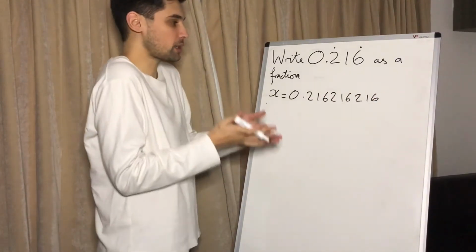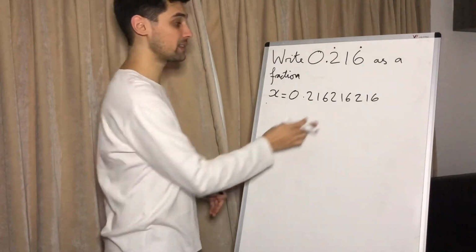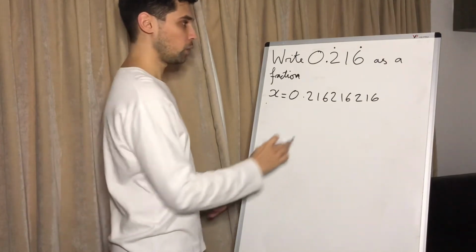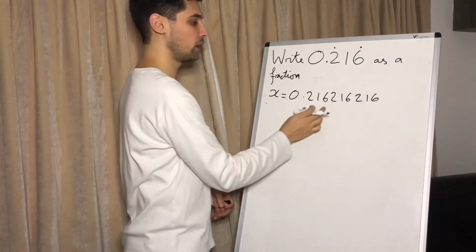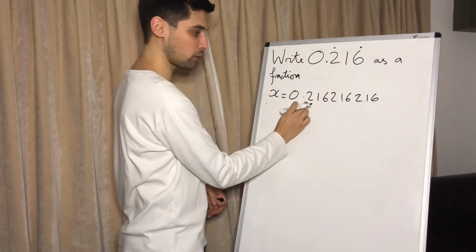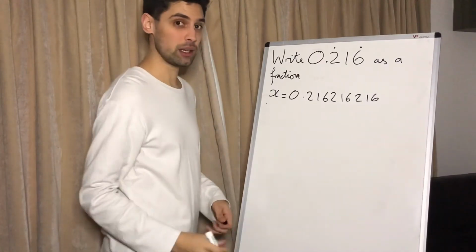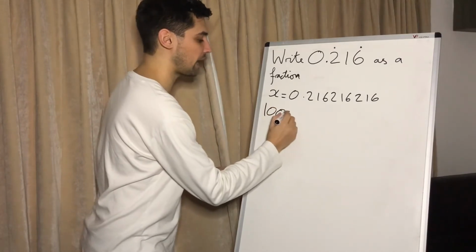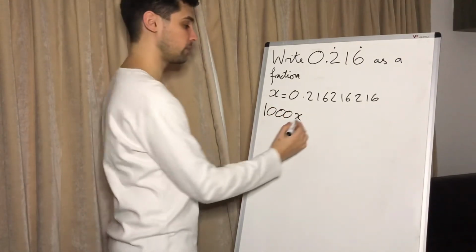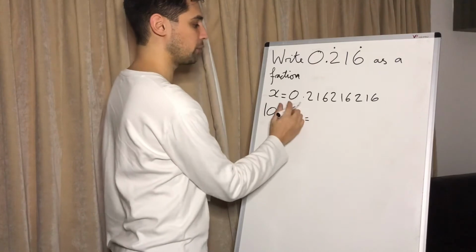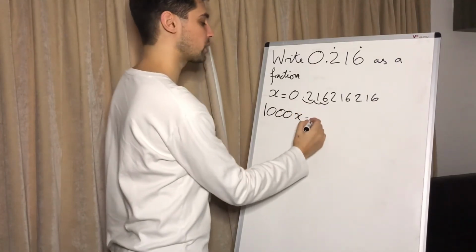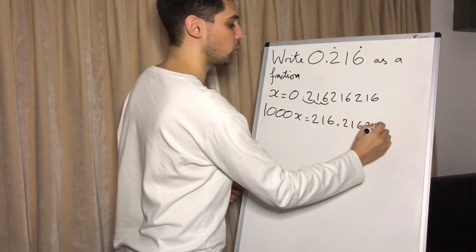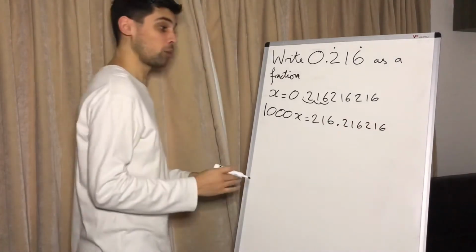And I'm going to keep timesing by 10 until we get to the same values after the decimal point. Now this is where the shortcut can come in. We can see it's repeating 3 times. So after we times it by 10 3 times, it will become 216 again. So we can sneak forward those 3 steps and jump straight to 1000x. That's going to look like, if we move the decimal point 1, 2, 3 times, 216.216216.